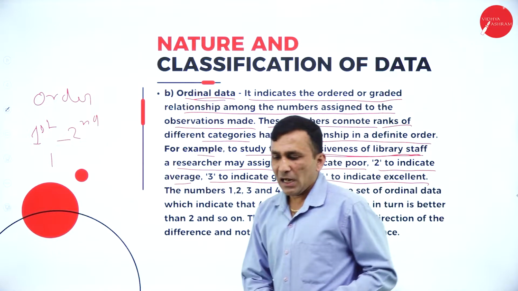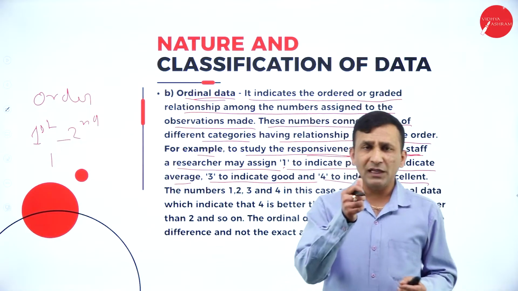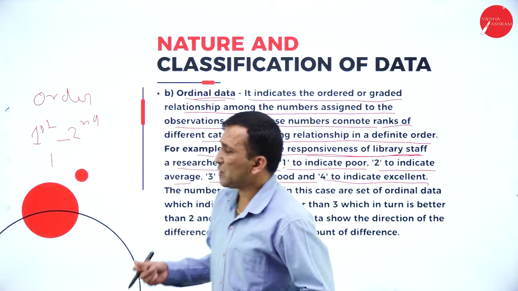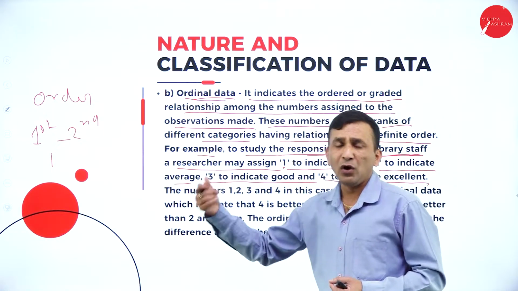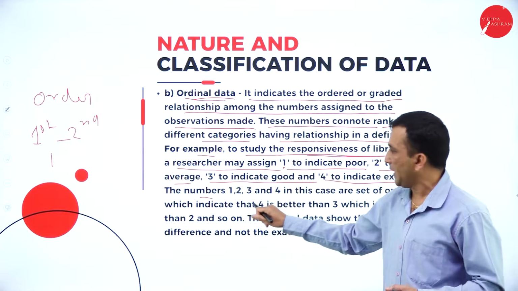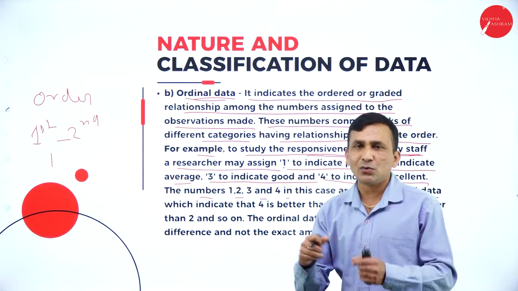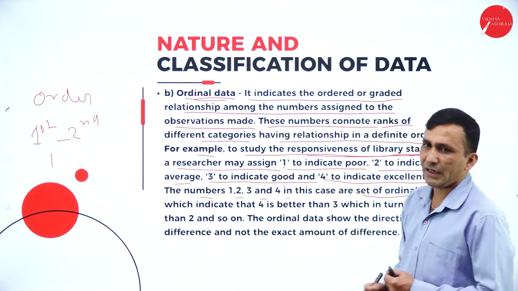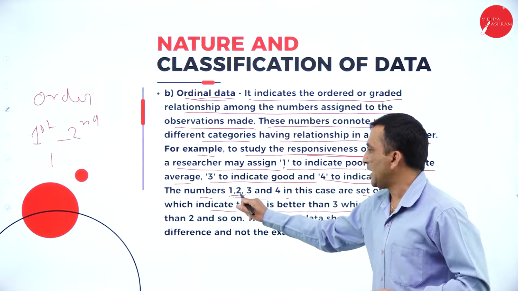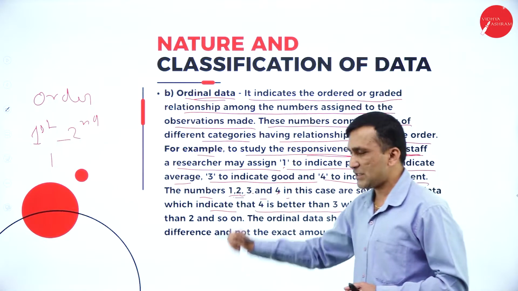Similarly, after shopping at a supermarket or shopping mall, after the bill is generated, they ask you to press a button: first rank, second rank, good, bad, excellent, satisfactory. That is one way they get feedback from customers. The numbers assigned here, 1, 2, 3, 4 and so on, form a set of ordinal data, because we assign the data order-wise. They indicate that 4 is better than 3, or 1 is better than 2, 3, 4, and so on.